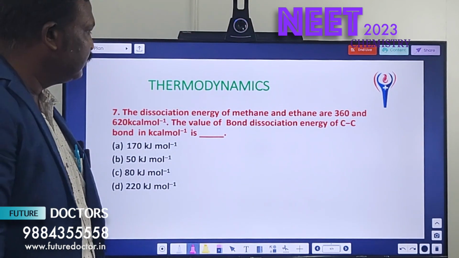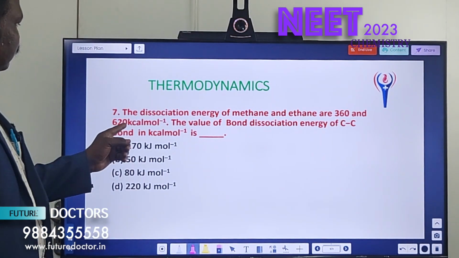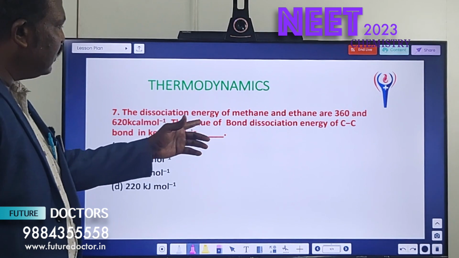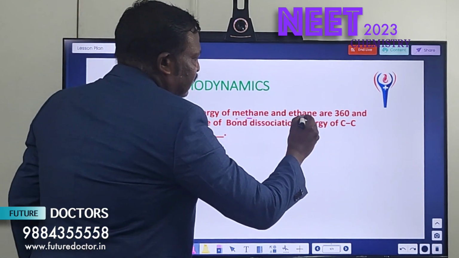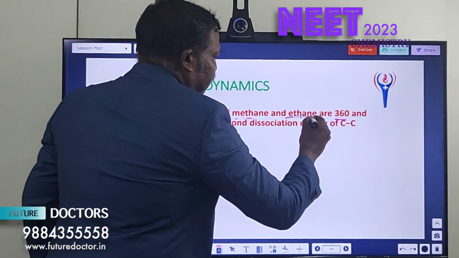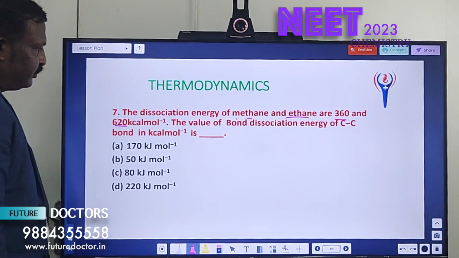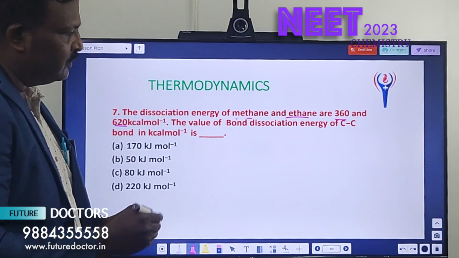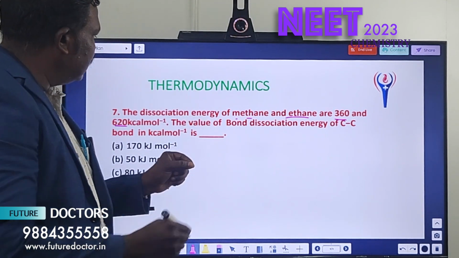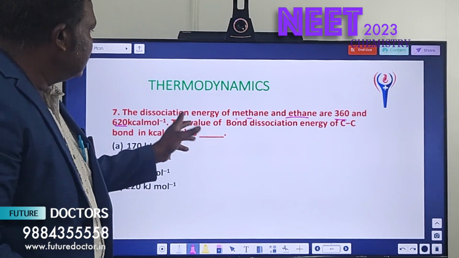Last problem in this lesson. See, the bond dissociation energies of methane and ethane are given. Methane value is given, ethane value is given. Understood? The value of bond dissociation energy of CC bond. So if you want to break a CC bond, how much energy is required? They are asking.